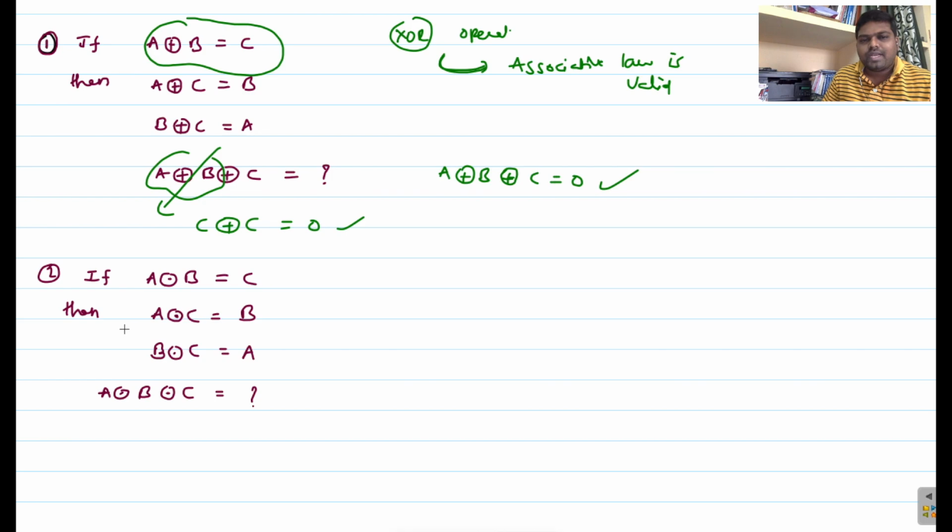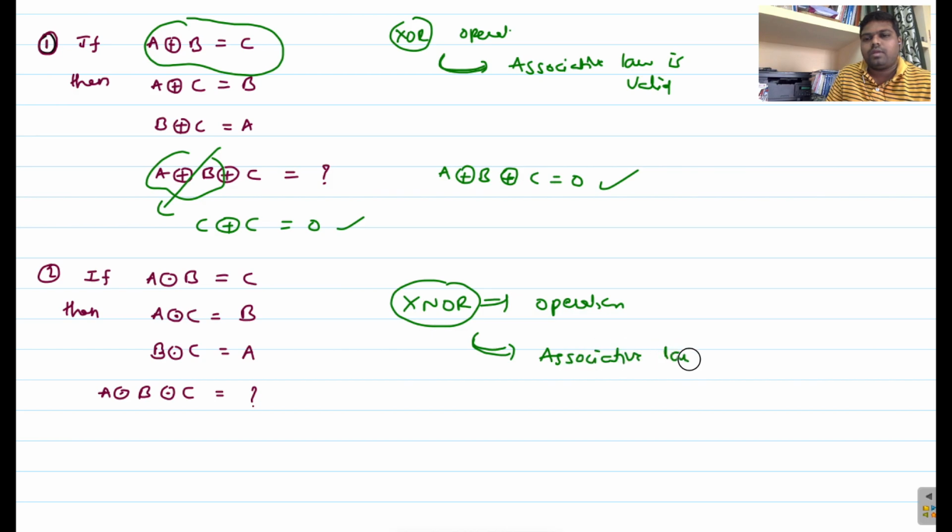Now when it comes to the second problem, the given operation is XNOR. So the associative law is not applicable. That means you don't do it like this. You cannot take the earlier XOR approach and apply it to this element, because that is not applicable here. Most students will do it the same way as above.